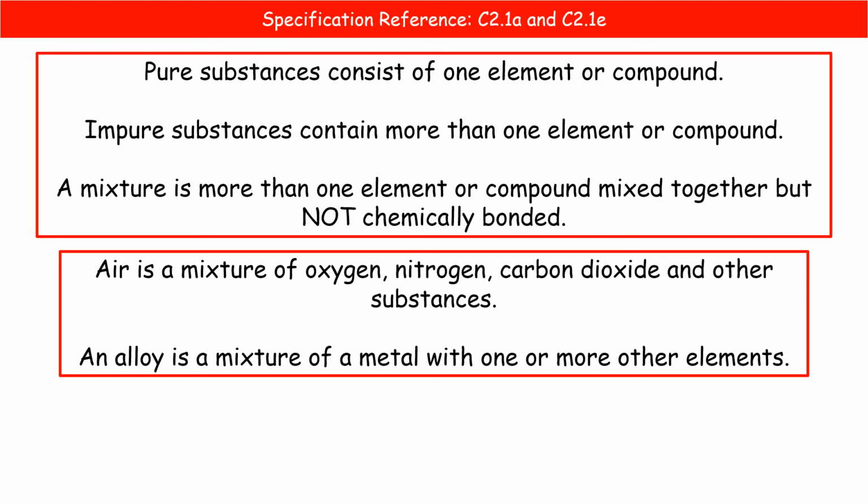Another term we need to know that will come up again when we do the second chemistry paper is the term alloy. Now, an alloy is just a mixture of a metal with one or more other elements. So keywords there, mixture, and remember that it's a metal with one or more other elements.